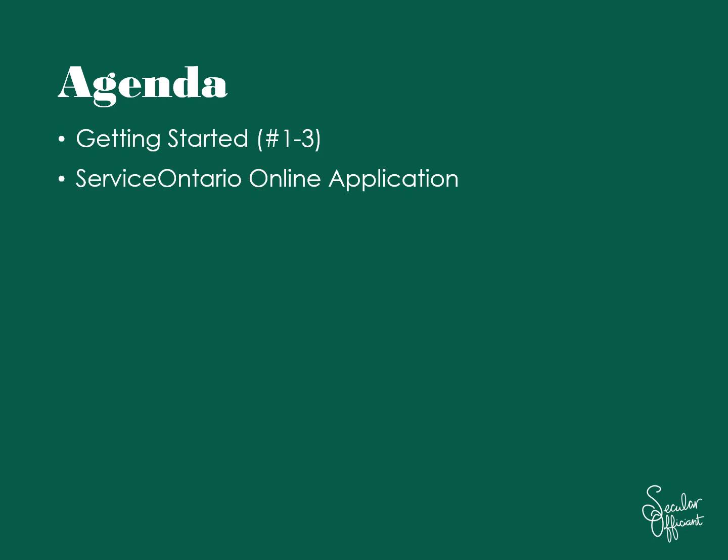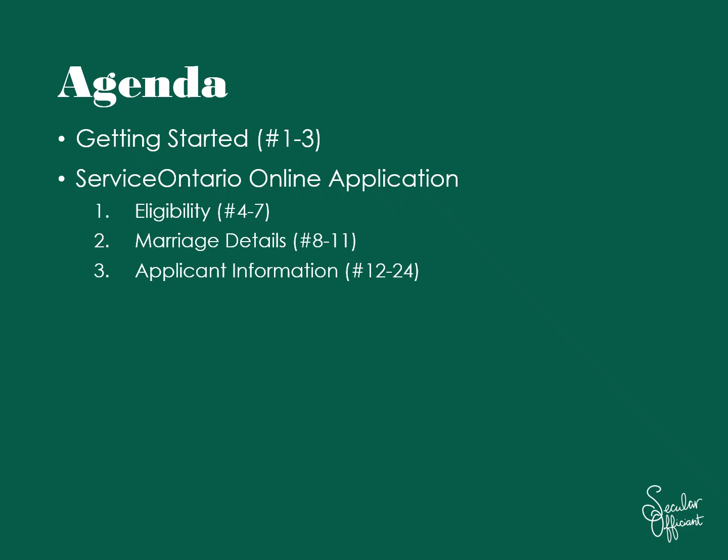The agenda for today includes Getting Started, which outlines steps 1 to 3, the ServiceOntario online application, which is separated into 7 steps on the website, but in this video I refer to them as sections. Section 1 is Eligibility, which outlines steps 4 to 7. Section 2 is Marriage Details, which outlines steps 8 to 11. Section 3 is Applicant Information, which outlines steps 12 to 24.